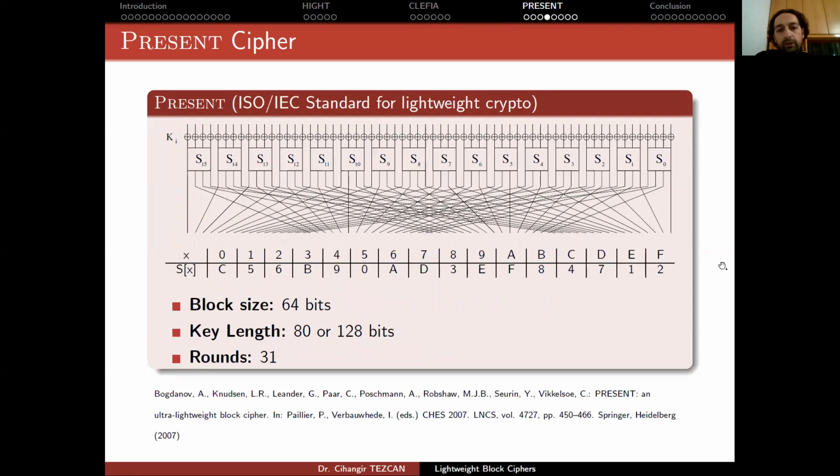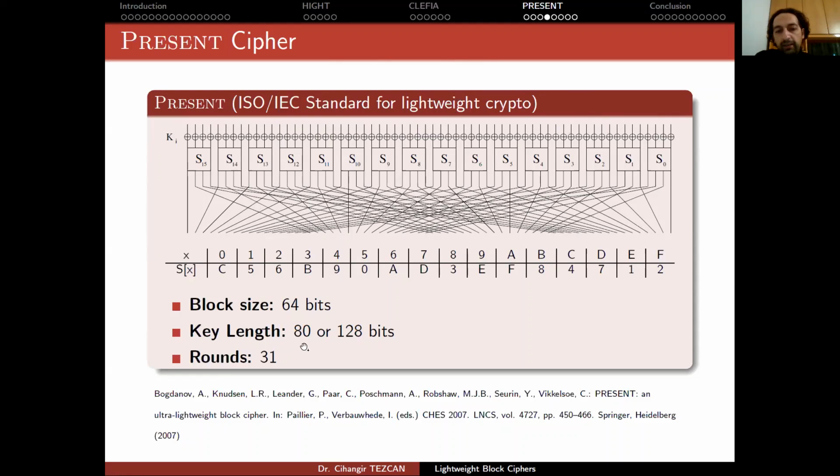Okay, so let's look at PRESENT, which is the other ISO standard for lightweight cryptography. One round of PRESENT is pictured here. It is a very simple design. It just fits on the screen. The block size is 64 bits. So assume that your plaintext block is here. There are 64 lines here, and every line in this picture represents a bit.